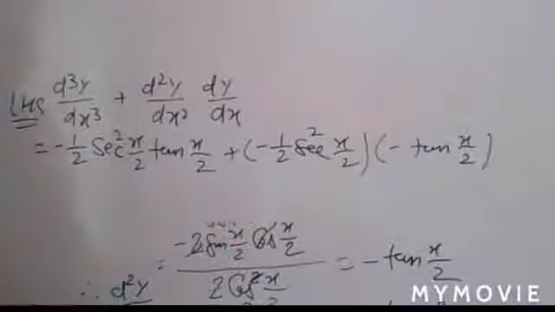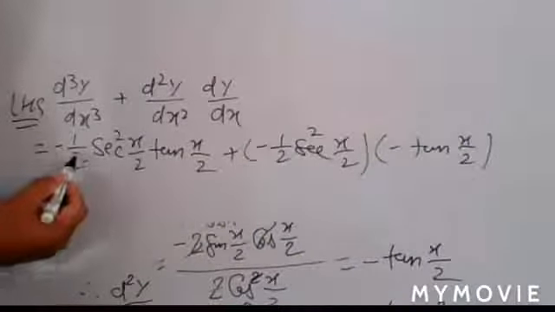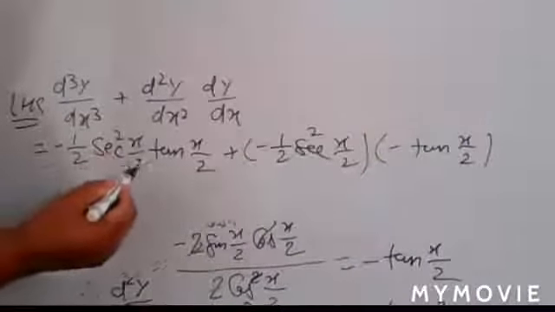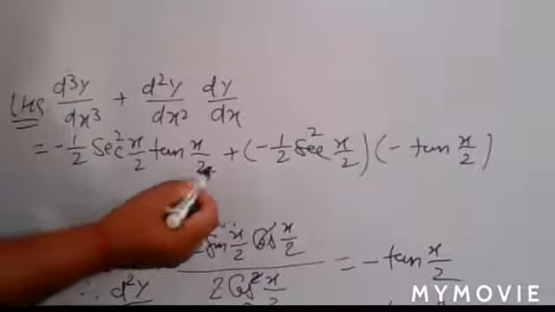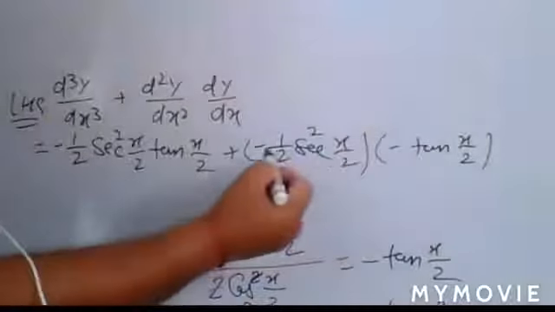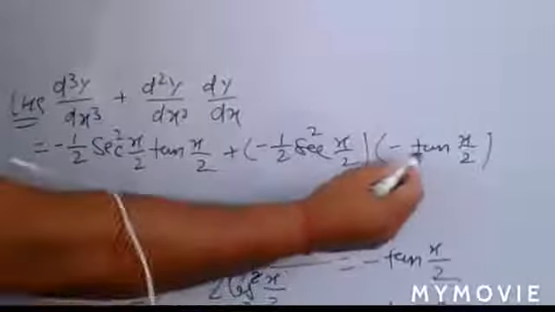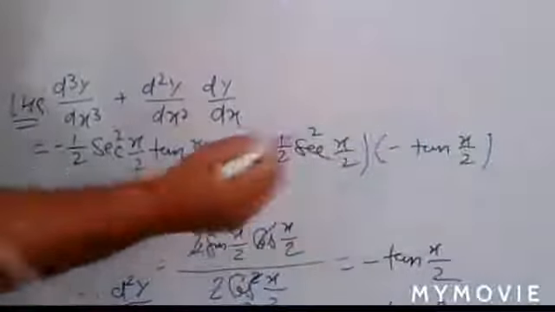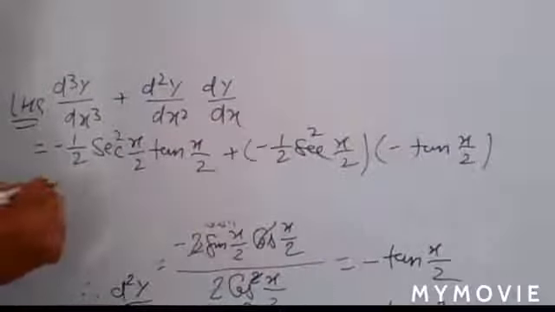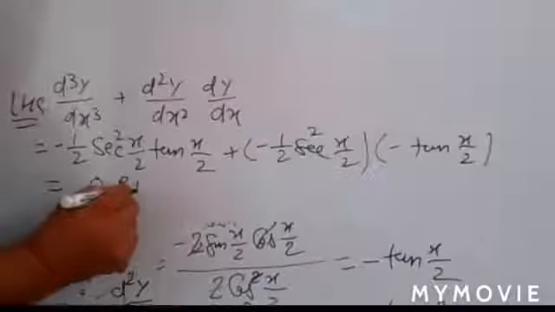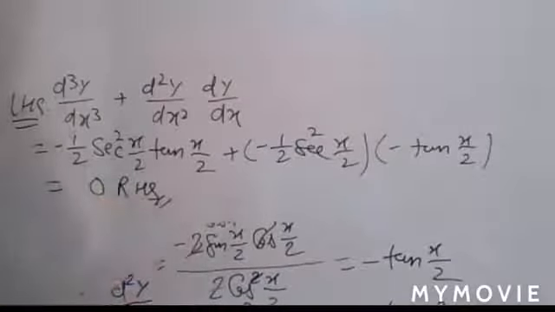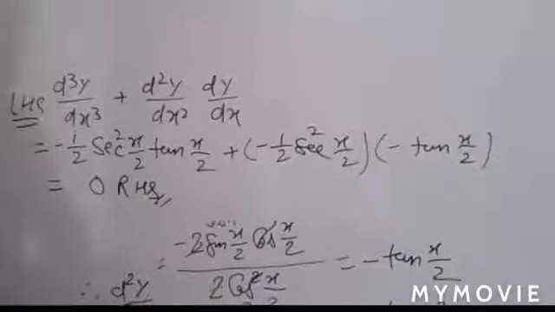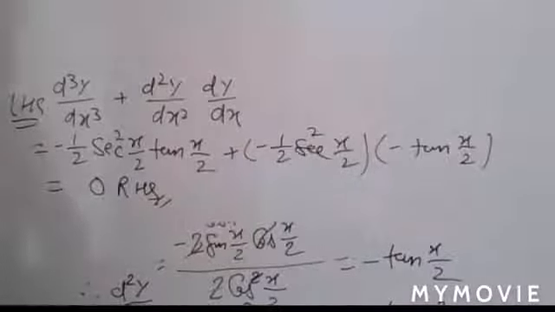Now, just check your result. So here you have minus 1 upon 2 sec square x by 2 into tan x by 2. And here you have the positive value 1 by 2, and the same function. So these two cancel out, and here you have 0, which is the right side. Note that.